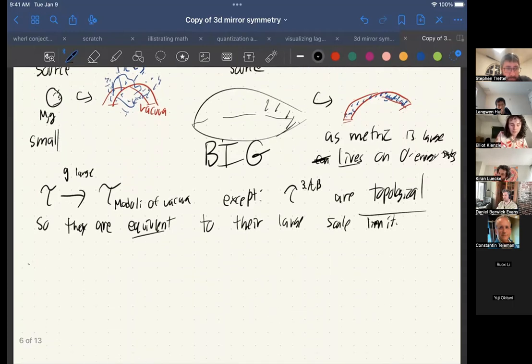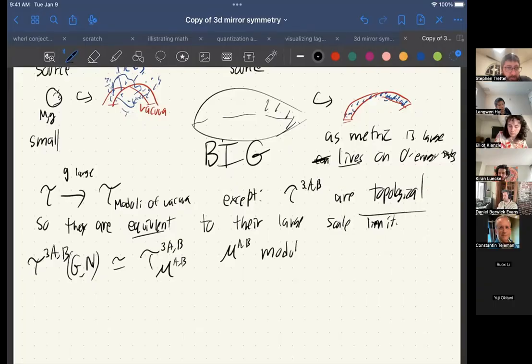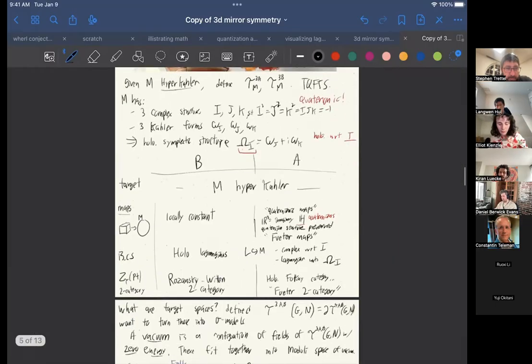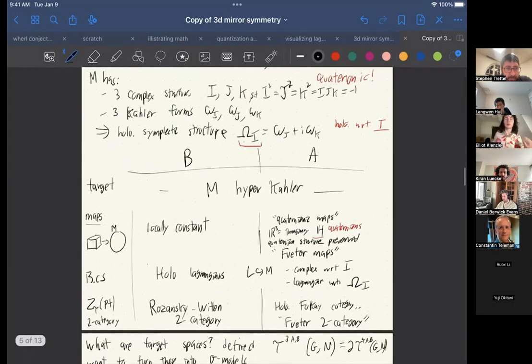That is to say, we expect that these topologically twisted theories are going to be isomorphic to the theories that I described above with the target given by some moduli space of the vacua. Great. So now, in order to put things into this framework for our theory defined by G and N, we just have to understand what these moduli spaces look like.